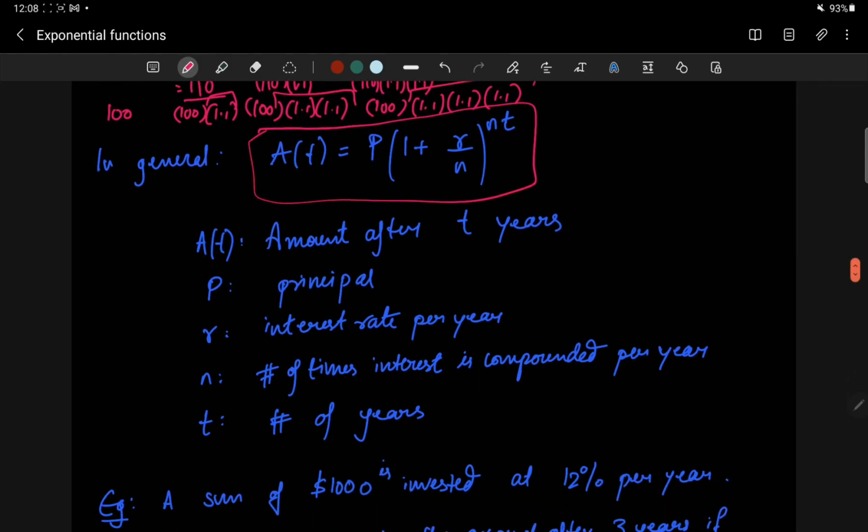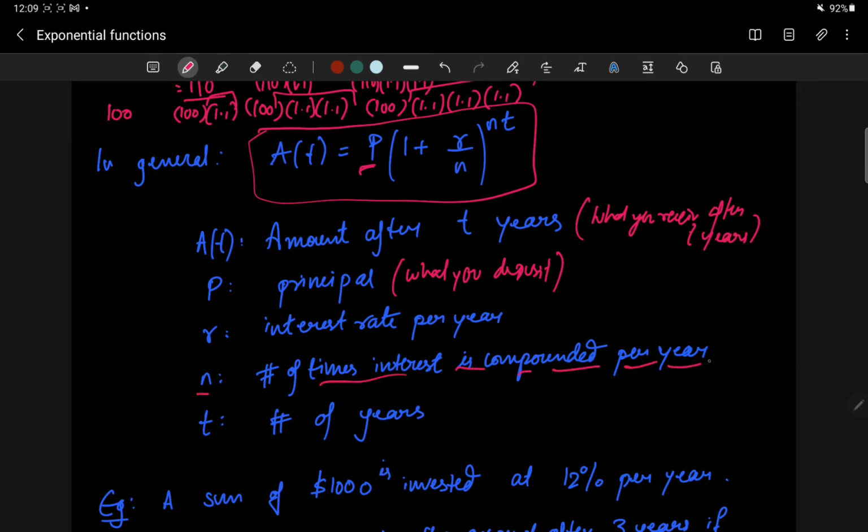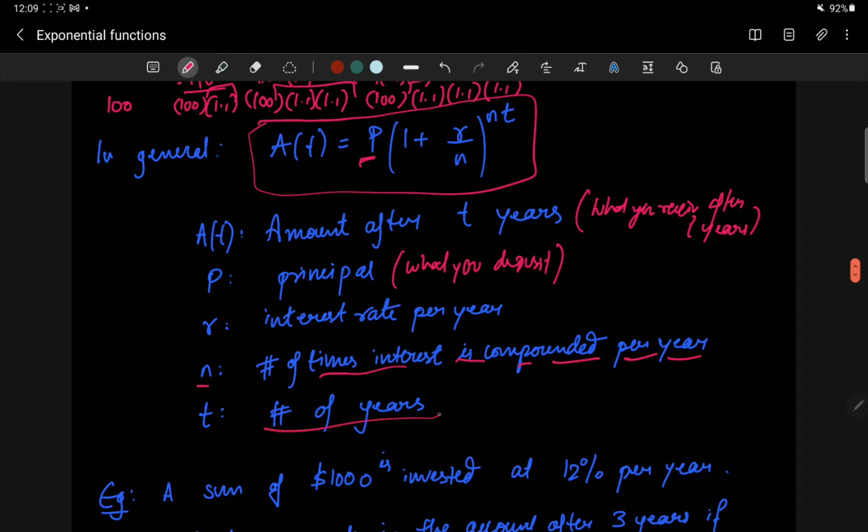So let's see what these terms mean. Suppose P is the money you deposit. That's called the principal. That's what you deposit. And A is the amount after T years, and you let it stay for T years. This is what you receive after T years. And R is the interest rate per year. N is the number of times interest is compounded per year, and T is the number of years. Now this N is kind of new.